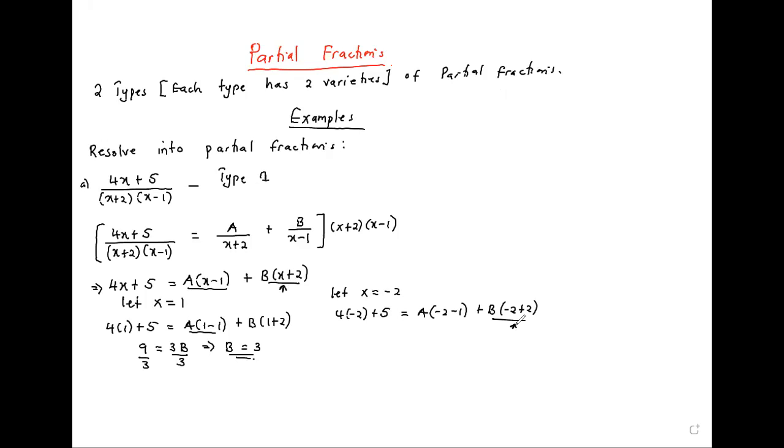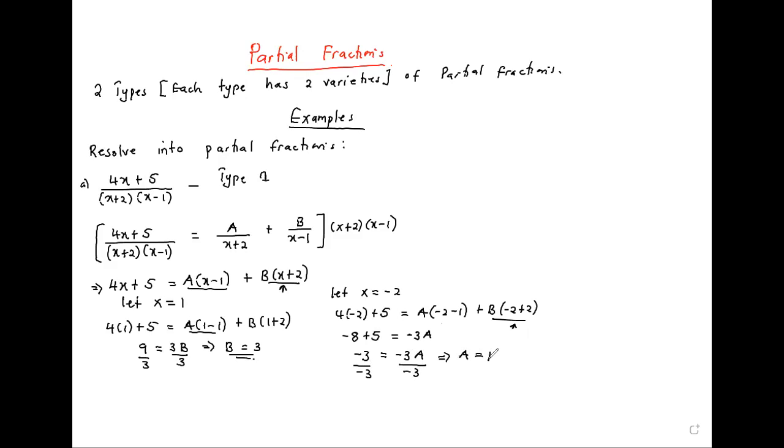So now we'll have 4 times -2, we get -8 plus 5 is equal to -2 minus 1, we get -3a. Now -8 plus 5, that is -3, which is equal to -3a. Divide by -3, divide by -3, we obtain that a is equal to 1.